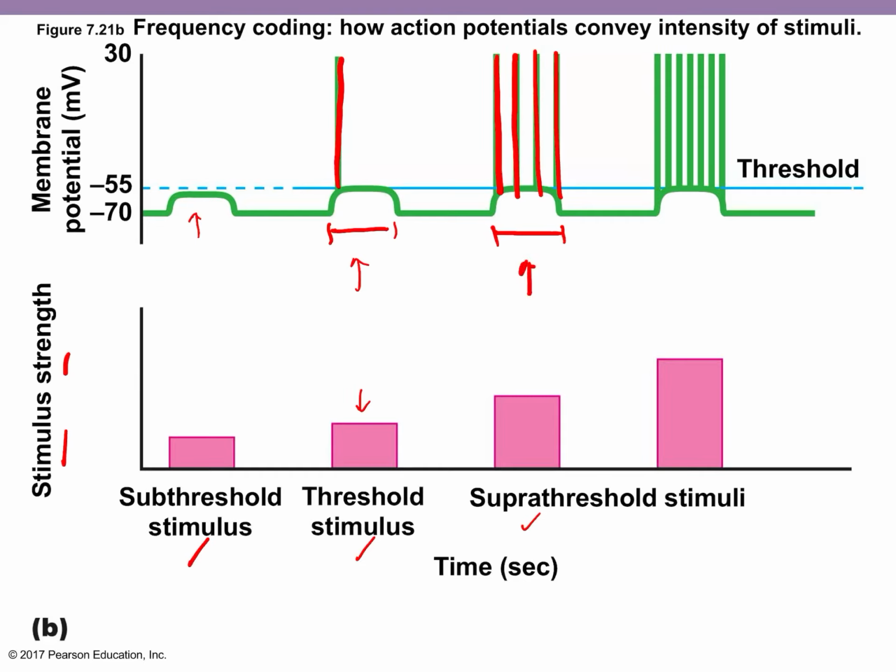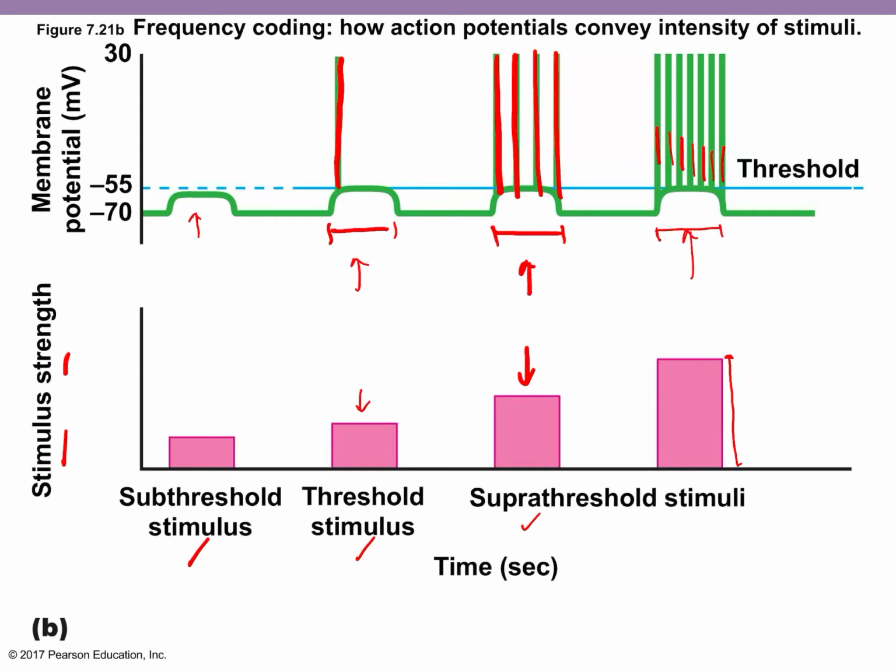And then in our second example here, we have 4 action potentials created from a stronger supra-threshold stimulus. And if we have an even stronger stimulus, even greater, then we can see that we have many action potentials: 1, 2, 3, 4, 5, 6, 7 action potentials happening in that same amount of time.